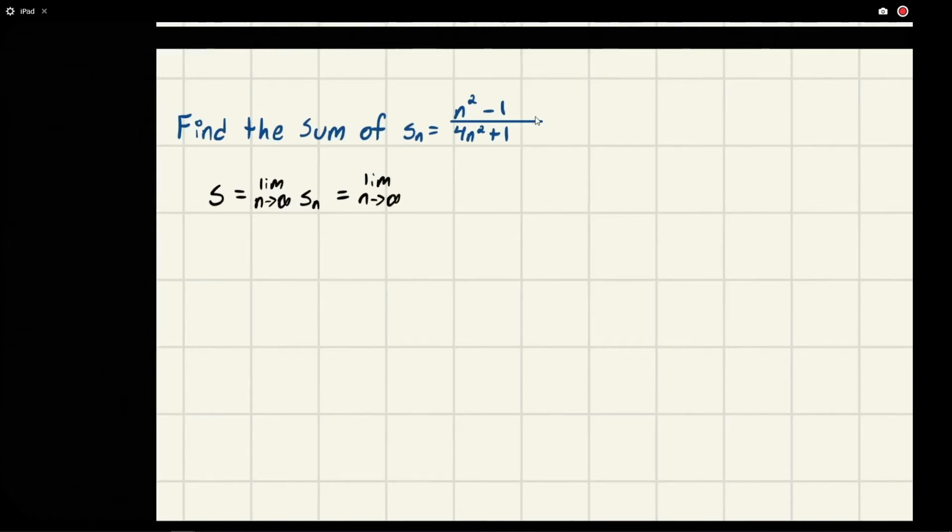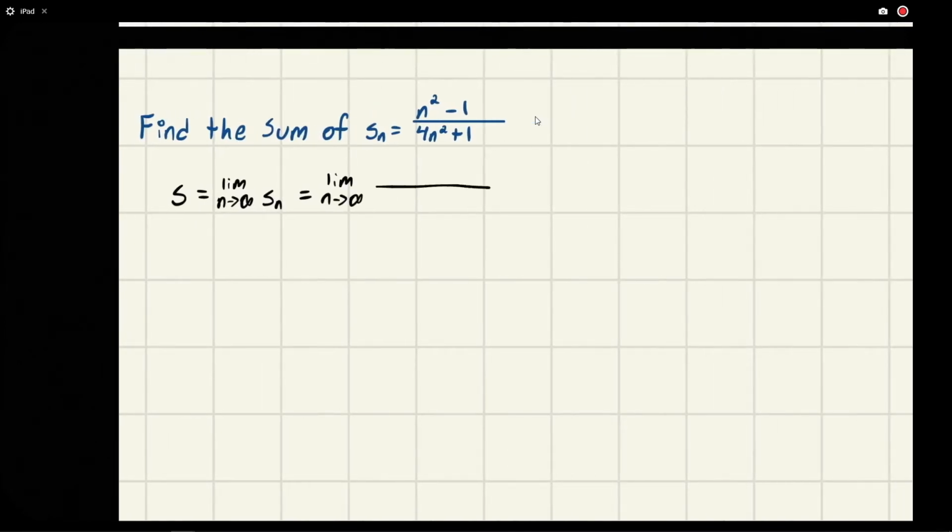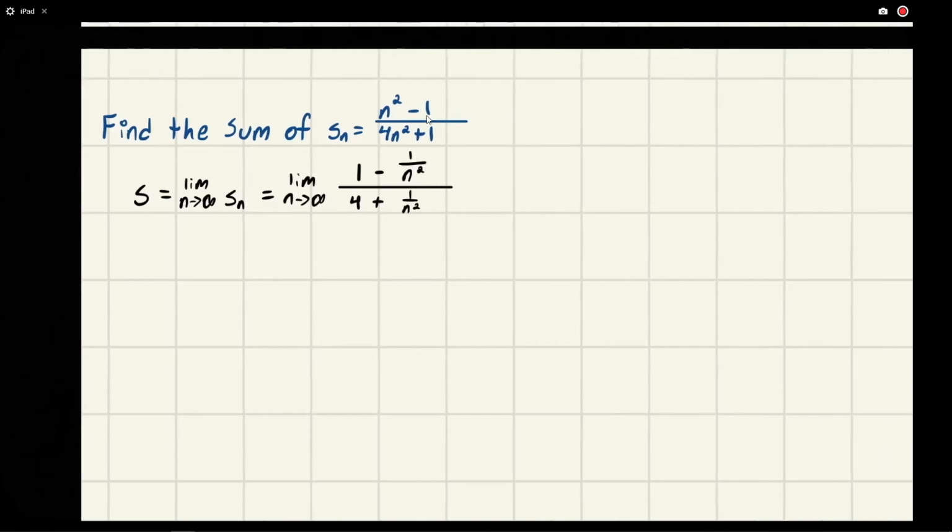The limit as n goes to infinity, and I'm going to quickly do the obvious thing and divide everything by n squared, because this is going to cause us problems. If we divide everything by n squared, we get 1 minus 1 over n squared, over 4 plus 1 over n squared. When we apply the limit, these two bits are going to go to 0, because 1 over infinity is 0. So we're left with 1/4. And this is the answer.